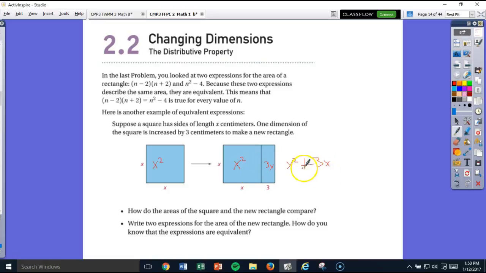Well, there's another way we could write this. We could factor out an x. So we're going to go ahead and write x. And what's left, if we take one of the x's from here, we have an x. Take the x from here, so we have x plus 3. So these two are equivalent. x squared plus 3x is equal to x times x plus 3. And down here it says, how do the areas of the square and the new rectangle compare? Write two expressions for the area of the new rectangle, which is what we've done right here.